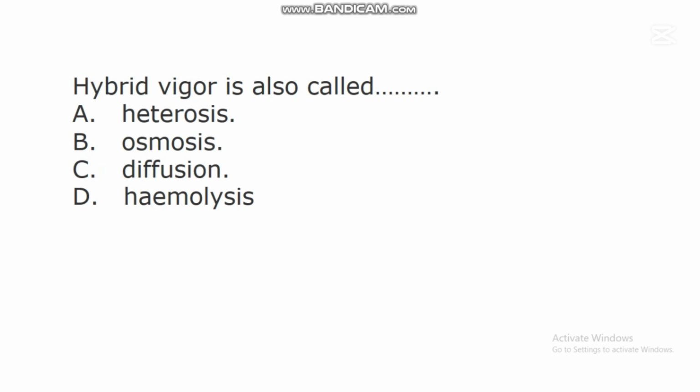The next question says, hybrid vigor is also called dash. A. Heterosis. B. Osmosis. C. Diffusion. D. Hemolysis. In this question, the correct answer is A. Heterosis. This hybrid vigor can also be called heterosis because it is produced from a cross between two parents that are genetically different.